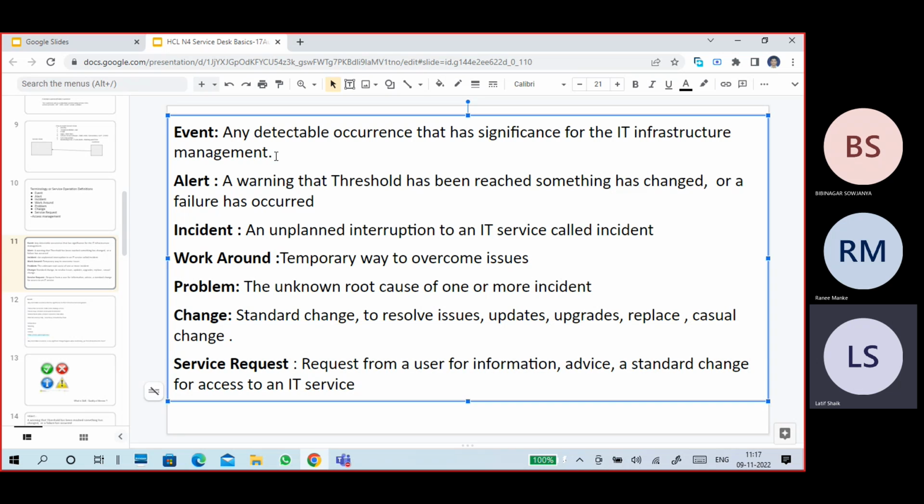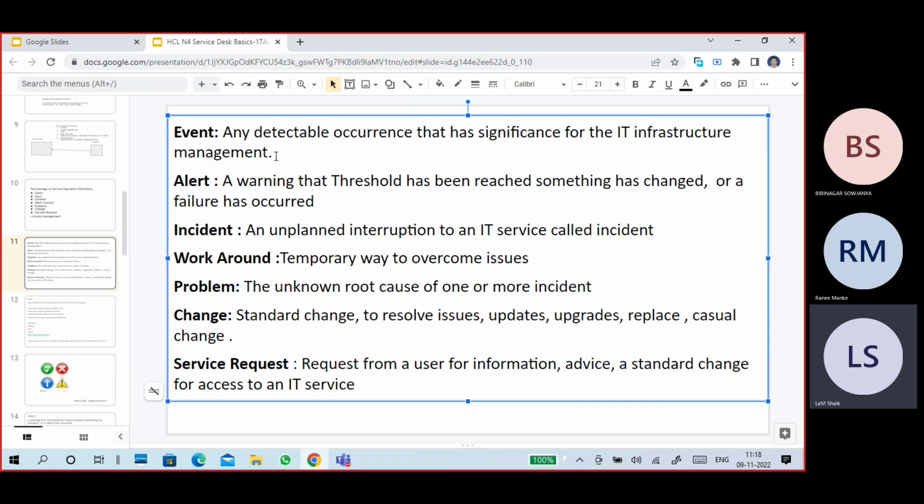Or a repetition of incidents. An issue occurs, we consider it an incident, and you try to fix it. You fixed it, but again after a few days the incident occurs. You go and fix it, but again you get an issue. Then we have to consider that there is some root cause for these incidents. Find out the root cause and fix the cause. Then the issue will be resolved, so you won't get the problem again and again. That is the thing: unknown root cause of one or more incidents.